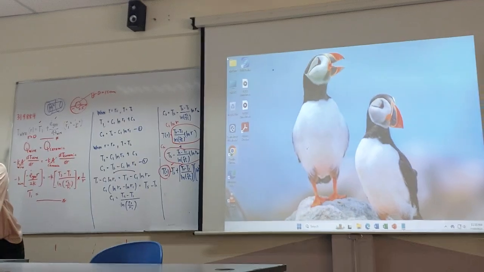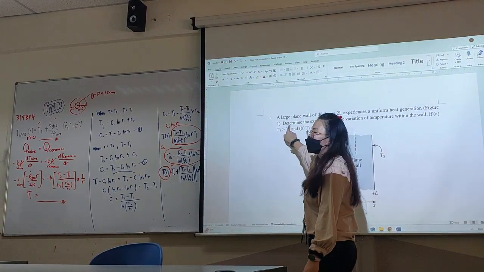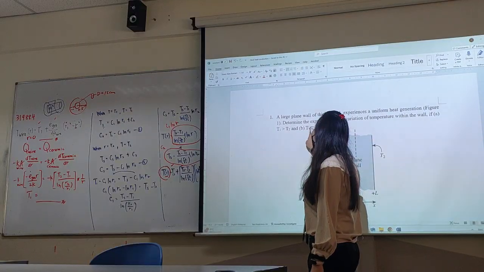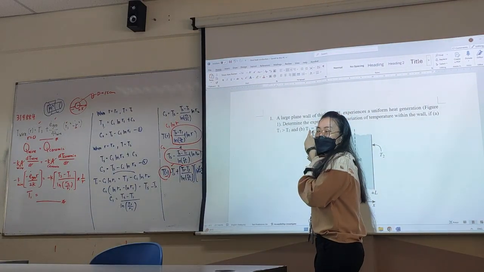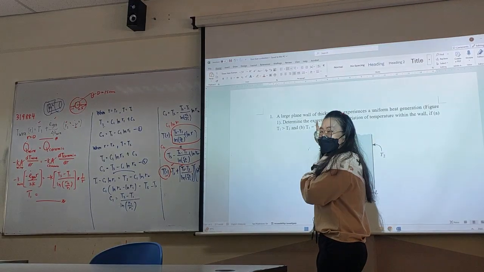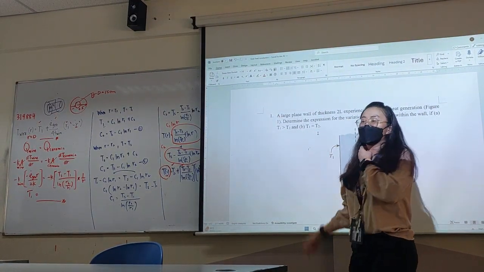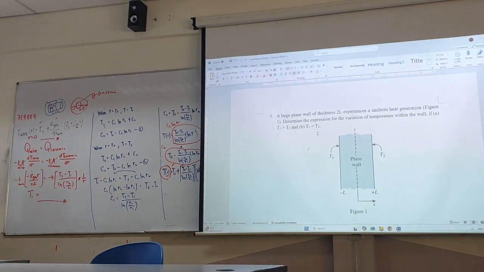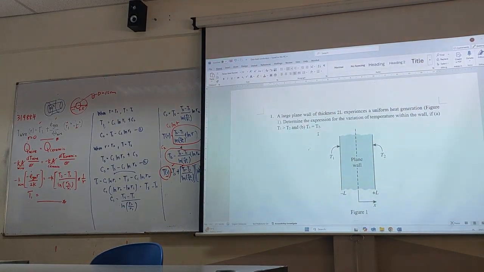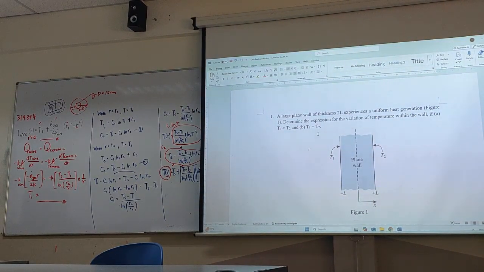I posted the questions in the Google Classroom. T1 greater than T2, so you have two different cases. T1 equals to T2, so these two values can be equal. So actually, later you replace T2 with T1 or T1 with T2. You come up with the general equation first, do the integrations and so on. Got that?